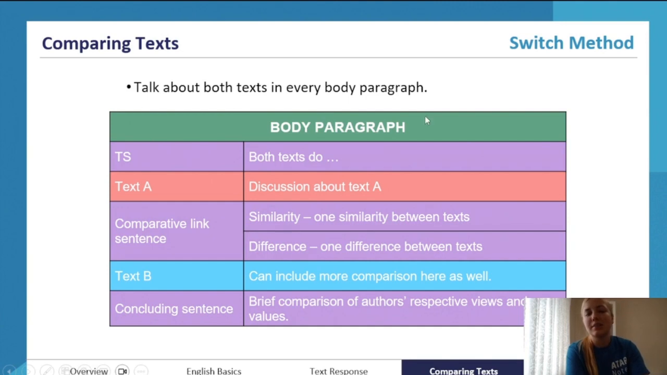I refer to this as the block structure, not the switch method, and that slightly threw me off. This is the block structure because half of the paragraph is about text A, and the other half of the body paragraph is about text B. So once you finish discussing text A, you make a comparative link sentence based on either a similarity or a difference between the texts. Then you close with a concluding sentence that shows a brief comparison of the authors' respective views and values.